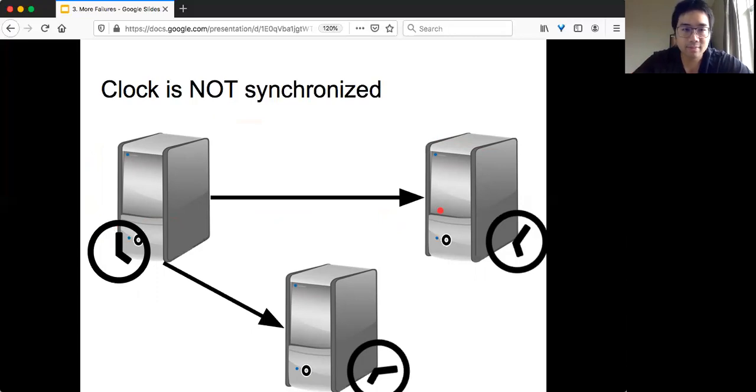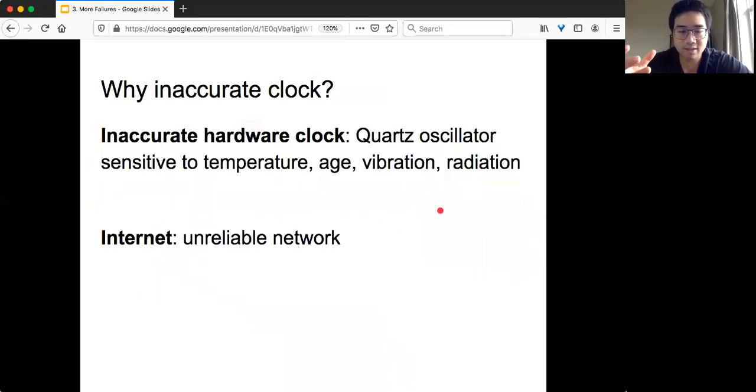Why is that? Because the clock is some kind of inherent unit, some hardware attached to your machine. And that hardware, like this quartz oscillator, is not really robust. It's very sensitive to temperature, to how old it is, to certain vibration, radiation, or other environmental factors. Sometimes it may tick very fast or very slow. Basically, you have no guarantee that every machine ticks right at the same time.